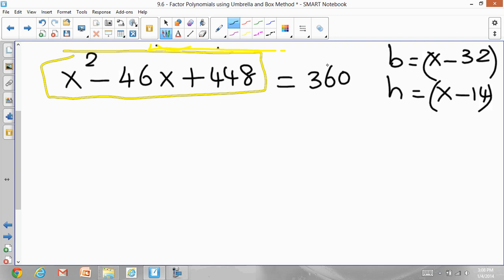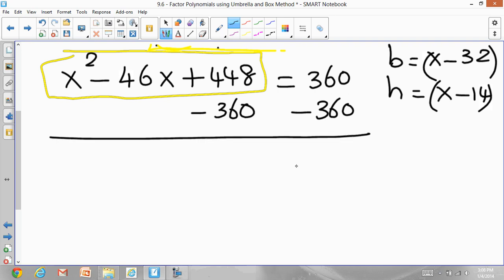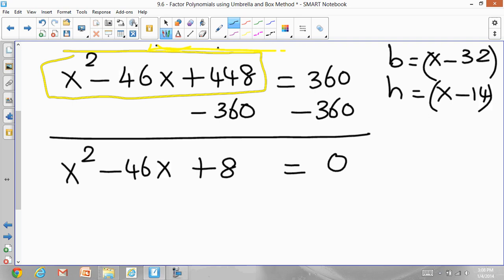So that means this 360 cannot be on the right side. So you're going to do minus 360 on the left and minus 360 on the right. You're going to write it below the number. So 360 and minus 360 is going to give you a 0, which is what you need. So the remaining just drops down, minus 46x plus 448 minus 360. Use your calculator and you're going to get 88. So now you find the roots of the polynomial or solve the polynomial. Keep in mind, you cannot solve it unless you set it up to a 0.